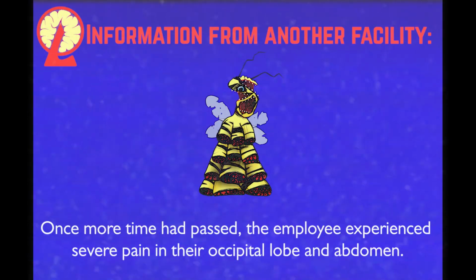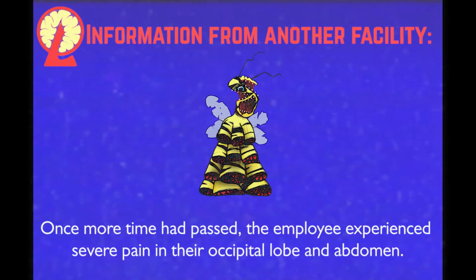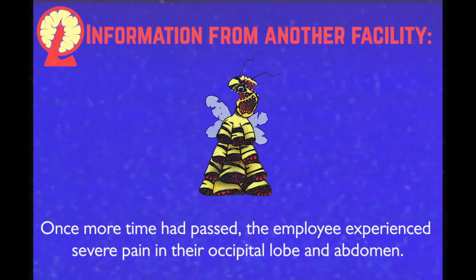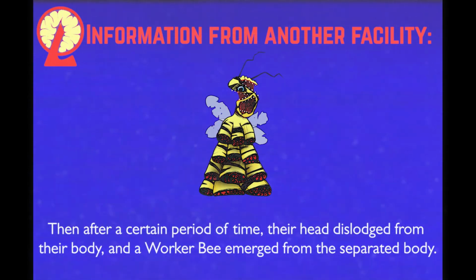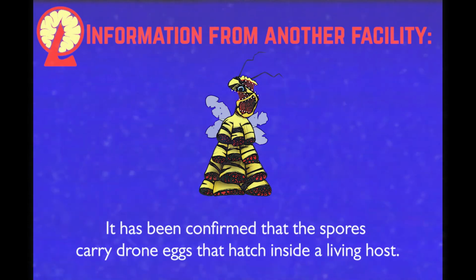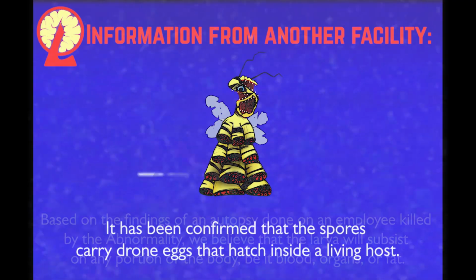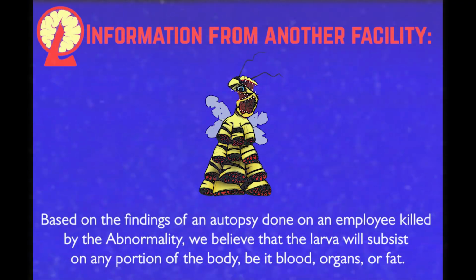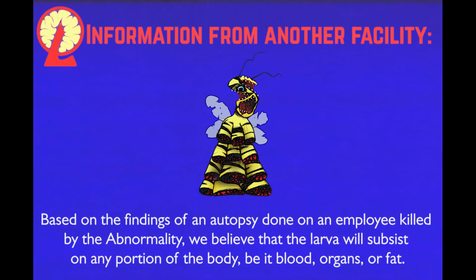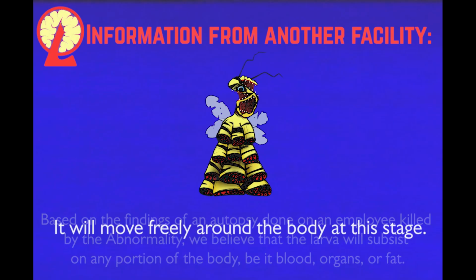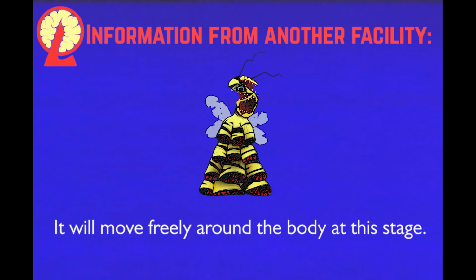Once more time had passed, the employee experienced severe pain in their occipital lobe and abdomen. Then after a certain period of time, their head dislodged from their body, and a worker bee emerged from the separated body. It has been confirmed that spores carry drone eggs that hatch inside a living host. Based on the findings of an autopsy done on an employee killed by the abnormality, we believe that the larva will subsist on any portion of the body, be it blood, organs, or fat. It will move freely around the body at this stage.